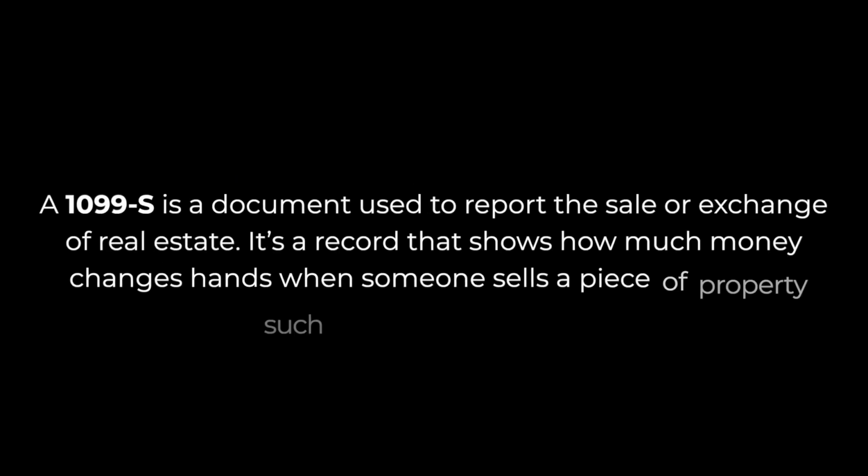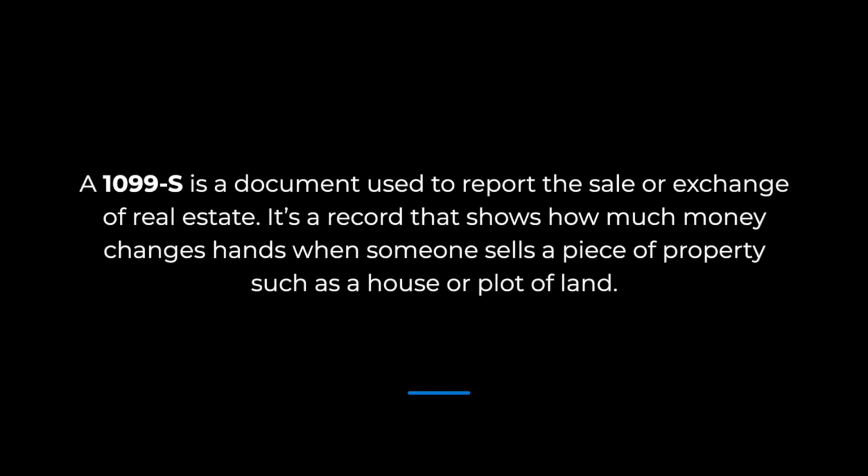What is the IRS Form 1099-S? A 1099-S is a document used to report the sale or exchange of real estate. It's a record that shows how much money changes hands when someone sells a piece of property such as a house or a plot of land. This form is important for taxes because it helps the government keep track of any gains or losses from the sale, which might affect how much tax you owe.